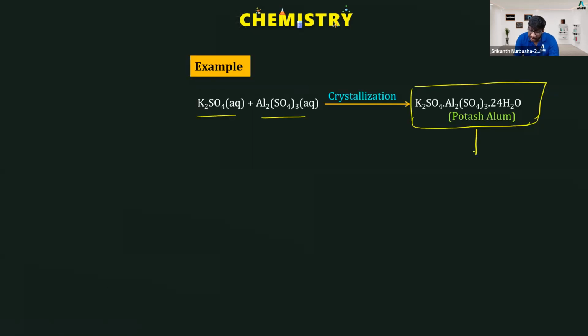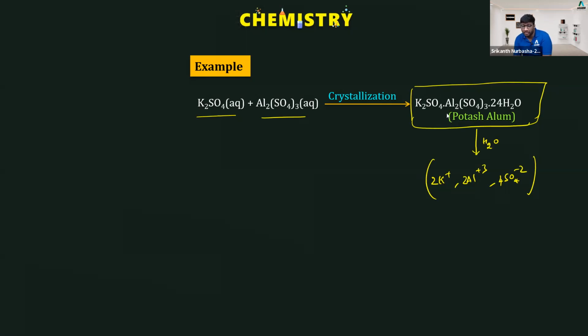And this salt again, in the presence of water, gives the K+ ion, Al3+ ion and SO4 2- ion. These types of ions are obtained. Of course, 2K+, 2Al3+, and 4 SO4 2- ions are there. So since these ions are obtained, we get the positive result for these ions. So potash alum is going to be your respective double salt.